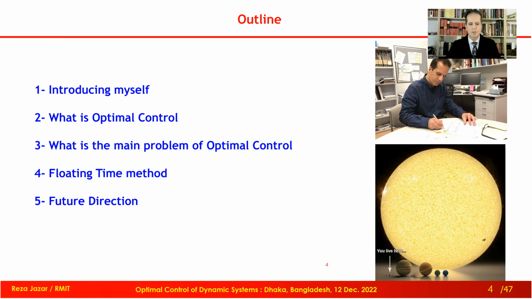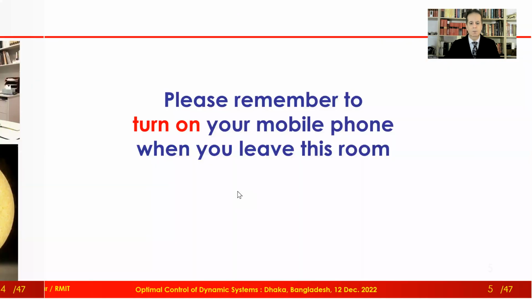So after introducing myself, I'm going to talk about optimal control in general, time optimal control in particular, and what is the main issue and problem in optimal control. And then I introduce a method I call the floating time method, that I invented by myself 25 years ago. And since then, I was working with that. And then maybe we can discuss the future direction of this problem.